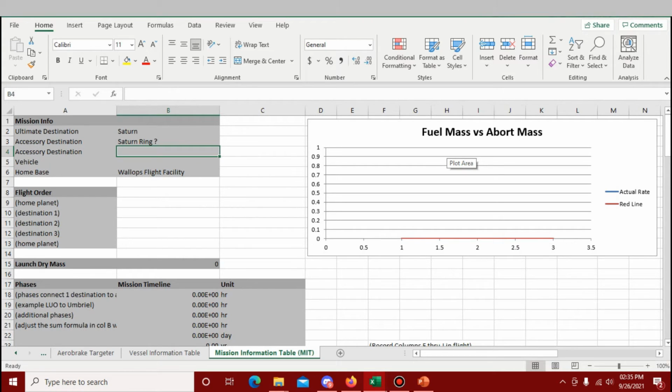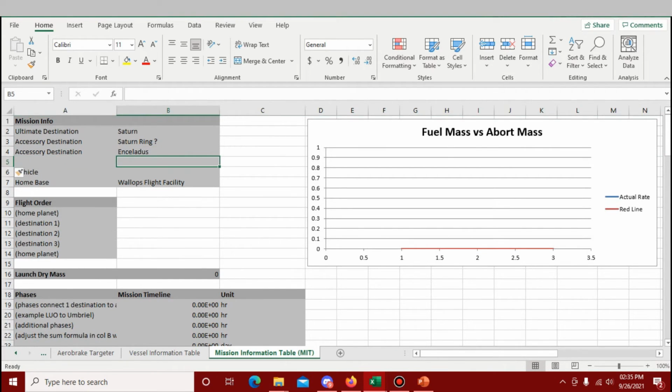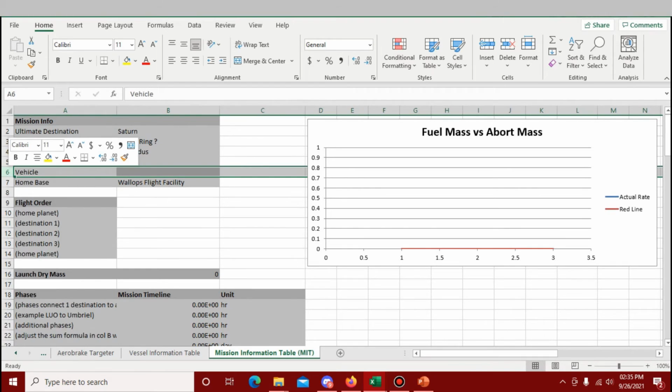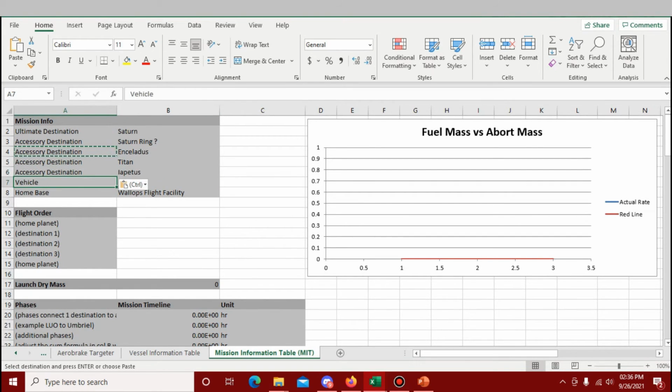And then from there, the next stop will be Enceladus. And then we're actually going to have to add some accessory destinations here. After Enceladus, we want to visit Titan. Add another one. We want to visit Iapetus. And then from there, that covers everything.